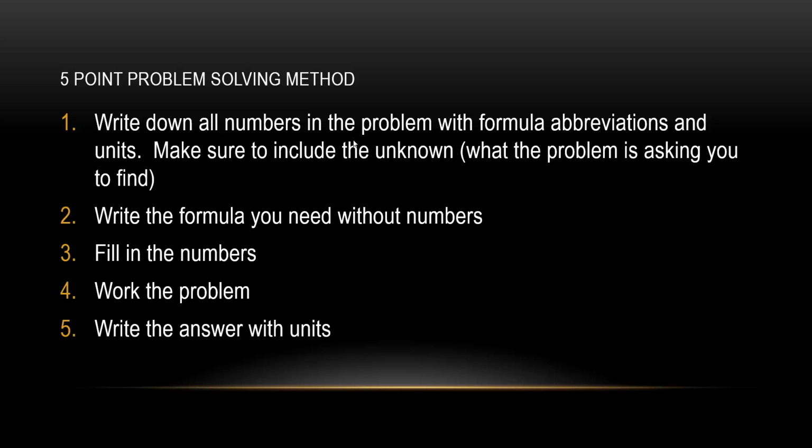Step 1, write down all the numbers in the problem with formula abbreviations and units. So we're going to practice this, and I'll show you what that means. Make sure to include the unknown. All right, so let's say we have V equals I times R. I give you voltage as 5. I give you current as 2, and I want you to find the resistance. Okay, this is step 1. I write down what I've got in my problem, and I write down what I'm looking for, represent it with a question mark.